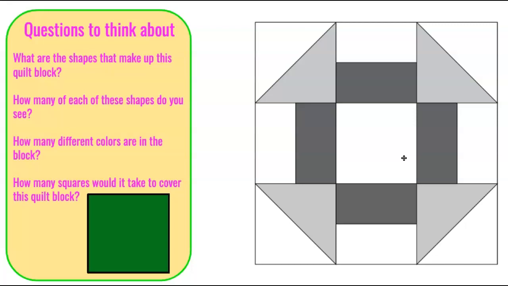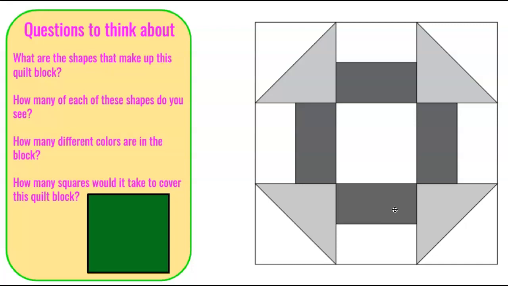And now I'm thinking about different colors in my block or my quilting square. And I'm seeing this white here and in the middle, and then I'm seeing a gray color in some of my triangles, and then a darker gray. So I know that those colors are breaking up those shapes that I can see.